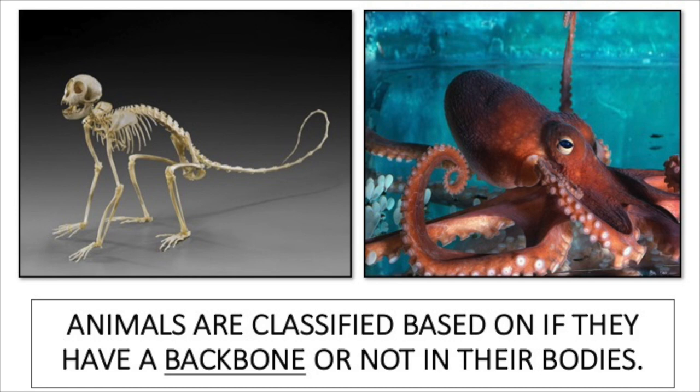So let's look at the two pictures. Here, on the left, we see the skeleton of an animal. What animal do you think this is a skeleton of? Any guesses? What animal? Monkey. Excellent. It's a monkey skeleton. And here, on the back of its skeleton, what can we see? Backbone. So therefore, monkeys are vertebrates. They have a backbone. In this picture, what can you see? Octopus. Like we've already learned, octopus, no backbone.